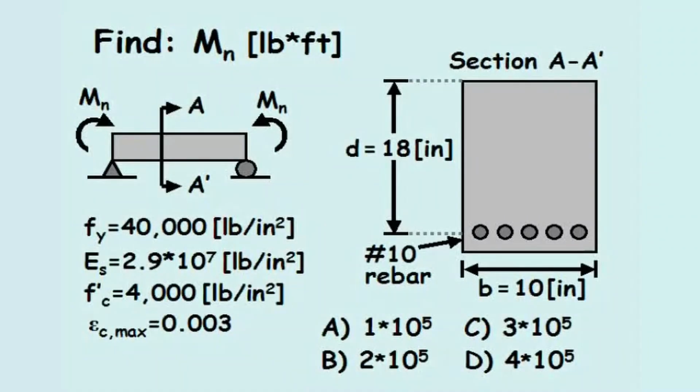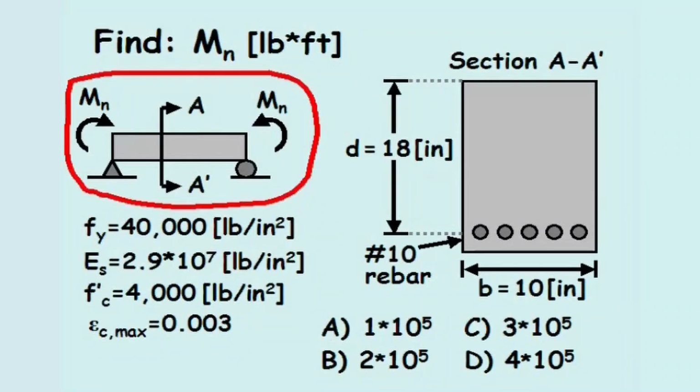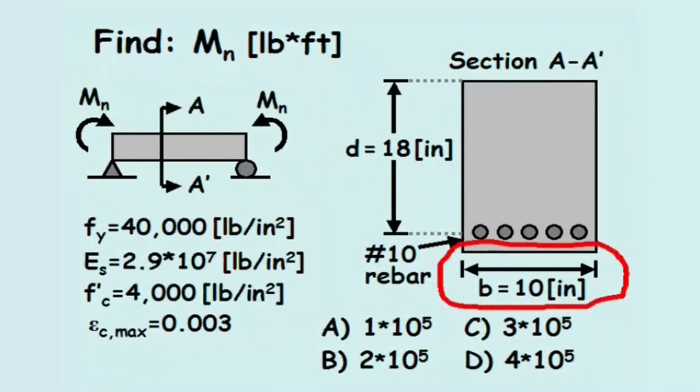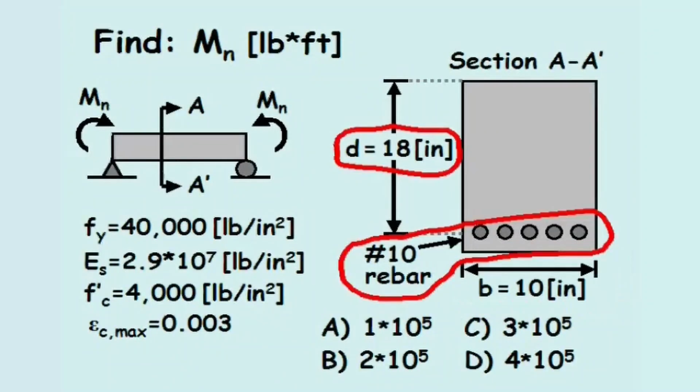Find the nominal moment in the beam in pounds-feet. In this problem, a simply supported beam is subjected to a constant moment, Mn. A cross-section of the beam shows the beam width is 10 inches and 5 size 10 reinforcing bars are positioned with an effective depth of 18 inches from the top of the beam.